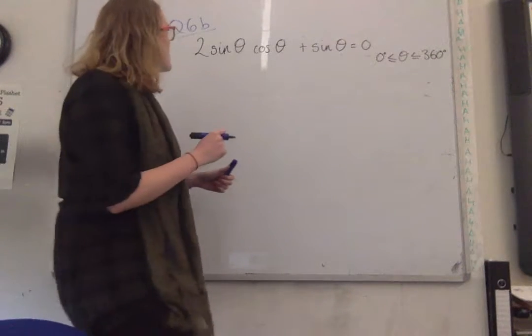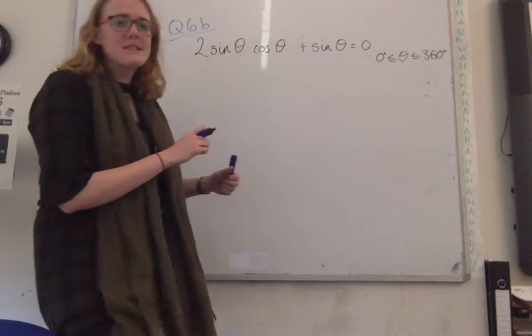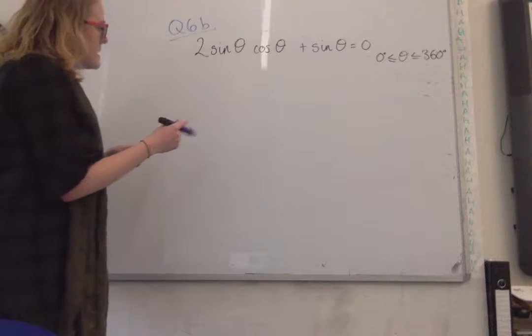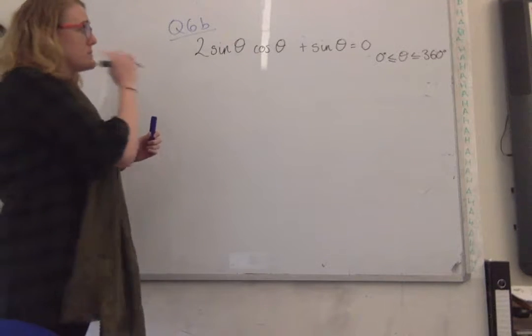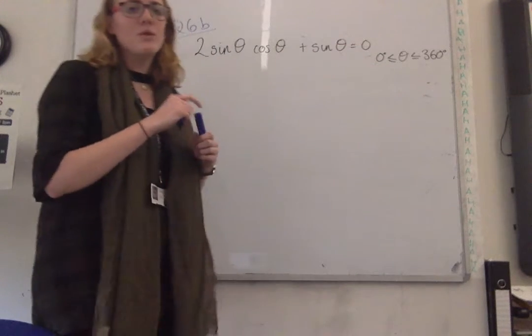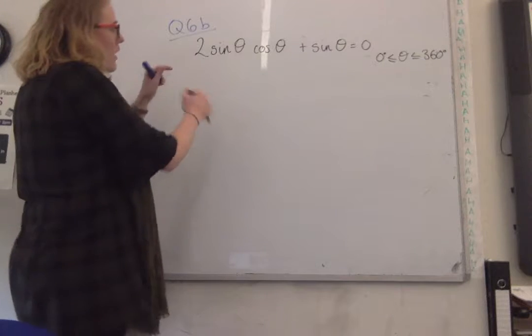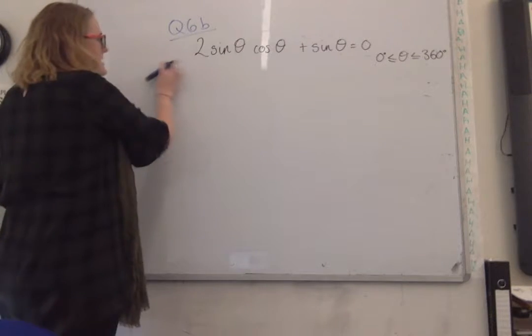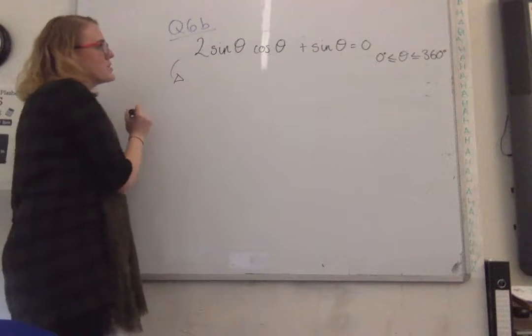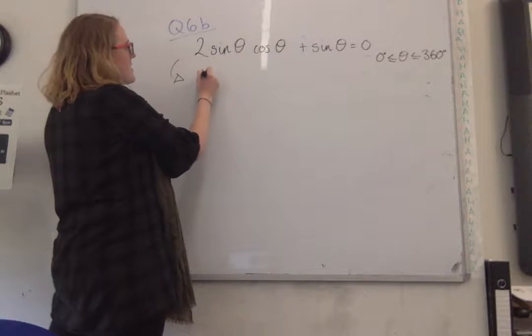Okay, so I'm going to talk about question 6b from the skills section part of the homework, because that seems to be one of the ones that causes most problems. So what we've got is 2 sine theta cos theta add sine theta is equal to 0. A lot of us initially looked at this one and started to maybe try and rearrange it, etc. But the trick to this one was to factorise out your sine theta.